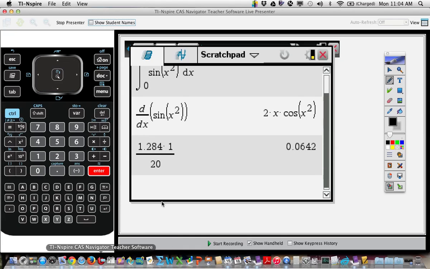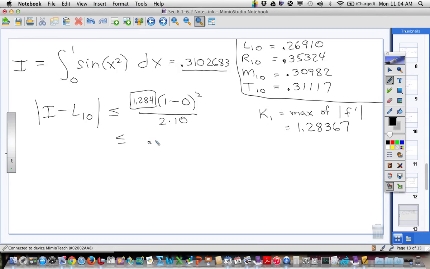All right. And there we go, 0.0642. Now, a big part of this is understanding what we just found. What could you label that? What could you call what we just found there? Max error for both L10 and R10. That's the most that these two approximations are off.